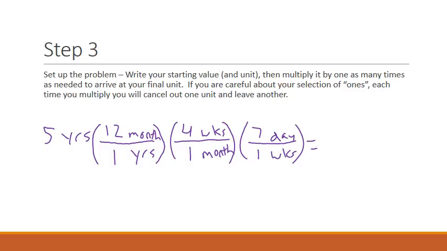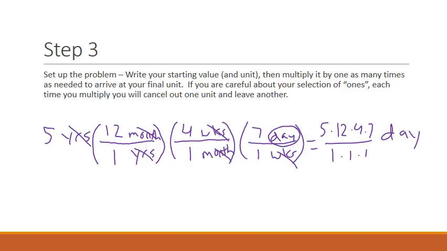The way the math works here is I'm going to start by canceling my units, just double checking. A year is on the top, a year is on the bottom, a month on the top, a month on the bottom, a week on the top, a week on the bottom. I'm left with days. That's what I was hoping for. Then I've got 5 times 12 times 4 times 7 divided by 1 times 1 times 1. When you do that math, you end up with 1,680 days, which is actually a slightly different answer than we got when we did it the other way.